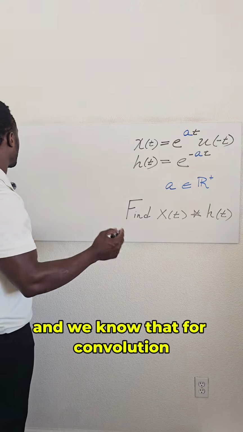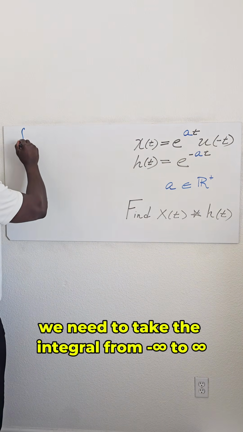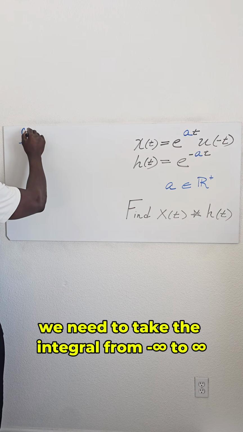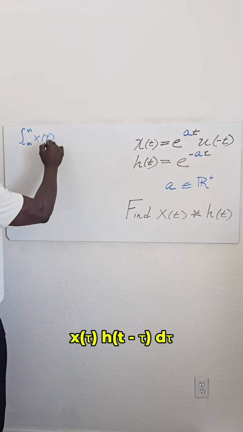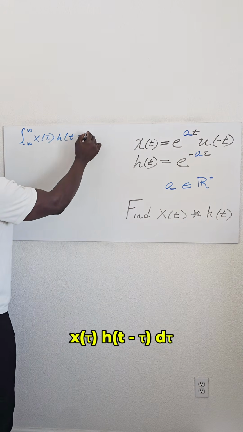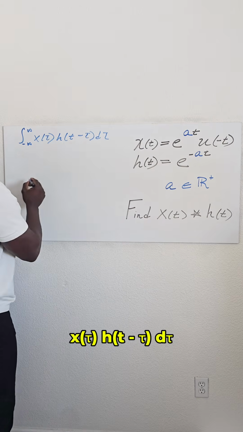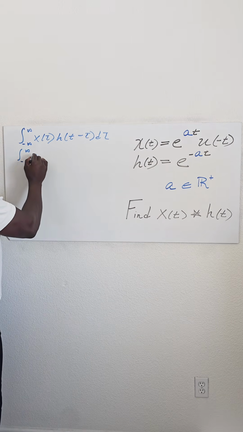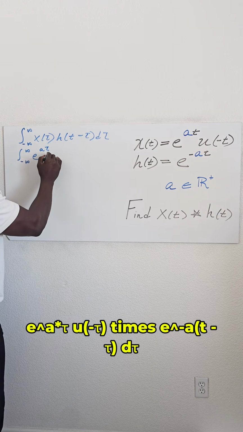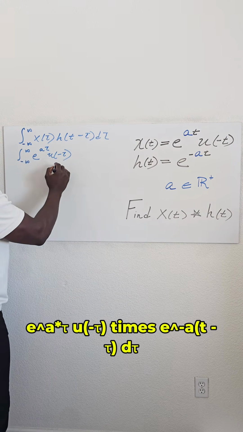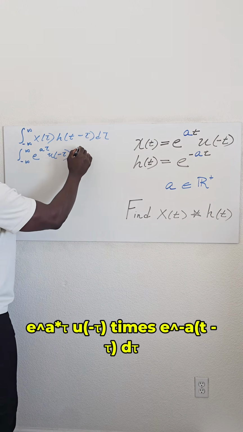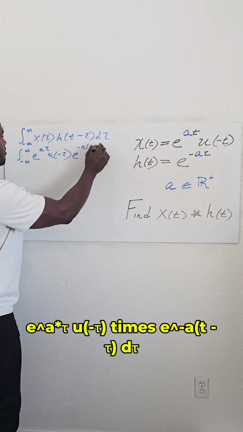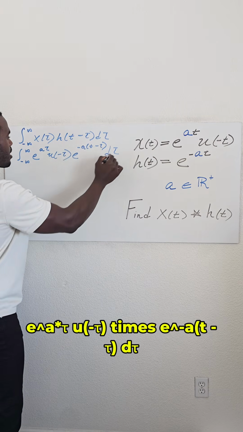And we know that for convolution, we need to take the integral from negative infinity to infinity, x of tau, h of t minus tau, d tau. So this becomes the integral from negative infinity to infinity, e to the a tau u of minus tau times e to the minus a t minus tau d tau.